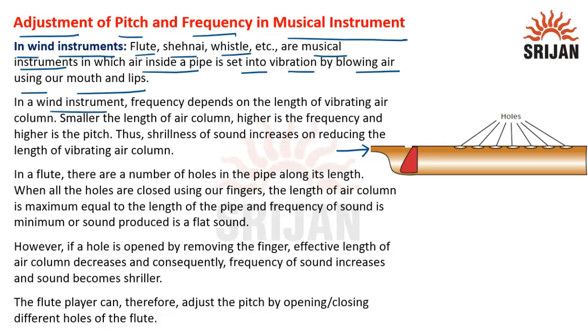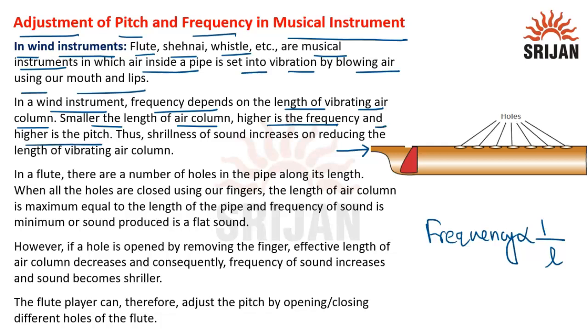In a wind instrument, frequency depends on the length of vibrating air column. As we know that the frequency of vibration is inversely proportional with the length of the air column. So smaller the length of the air column, higher is the frequency and higher is the pitch. So that means pitch, as we know, is proportional with frequency, so pitch is also inversely proportional with the length of the air column. The shrillness of sound increases on reducing the length of vibrating air column.